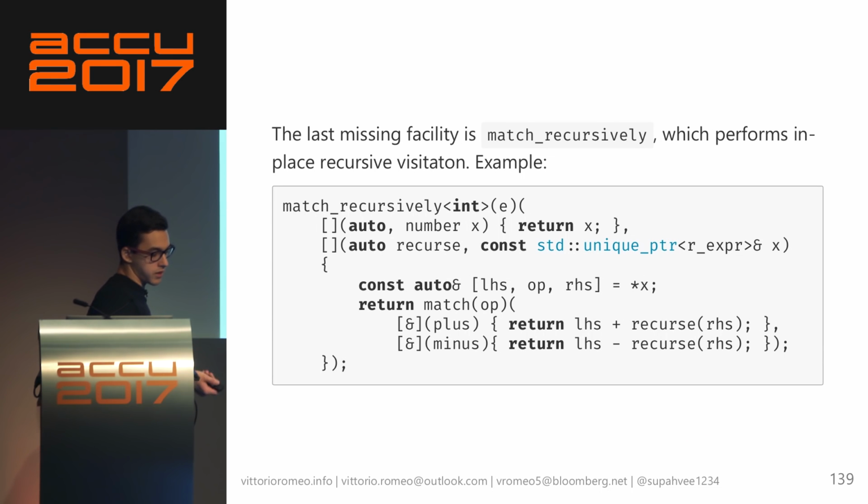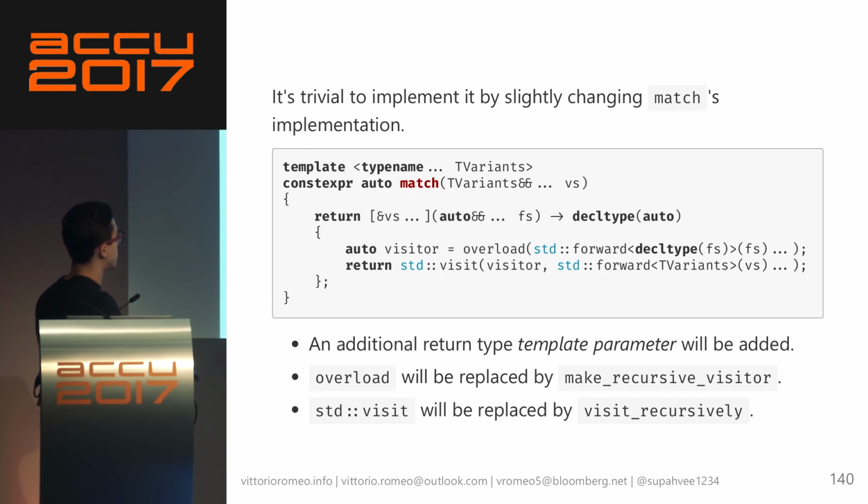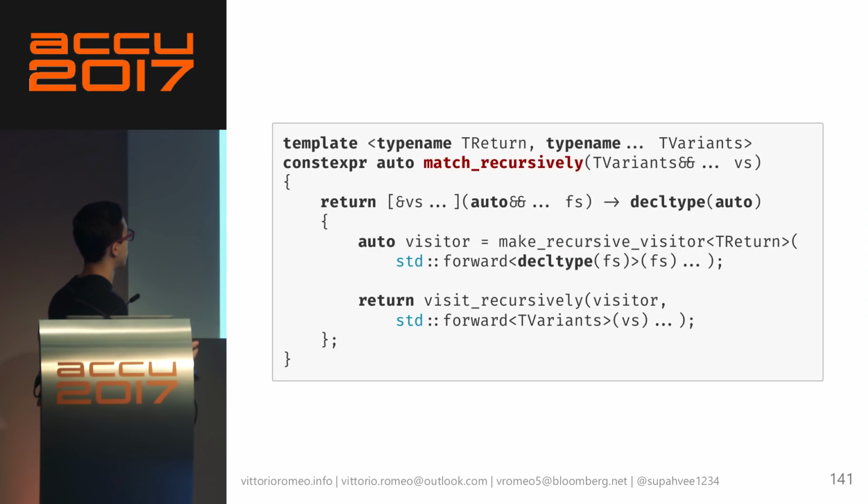The last missing facility is the match recursively thing here, which performs in place recursive visitation. But since we have make recursive visitor, all we need to do is build a visitor and pass the variants to it immediately. If you remember the match implementation, what we do is bind some variants, take some function objects, and then make an overload and visit. It is exactly the same thing, only that we change overload to make recursive visitor, and we change visit to visit recursively. So this is how match recursively works.